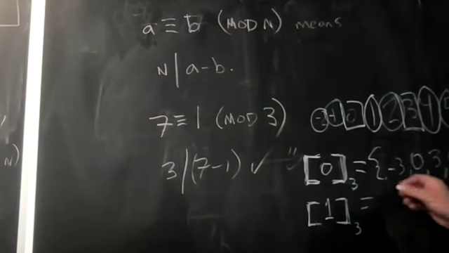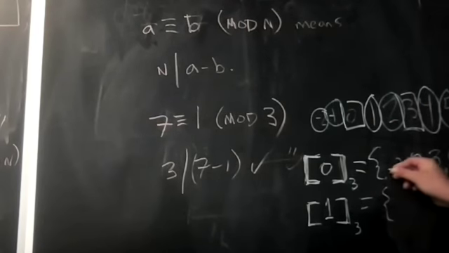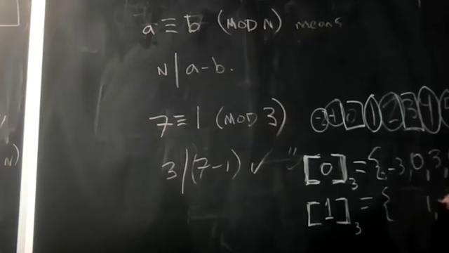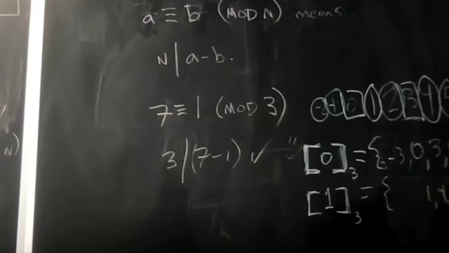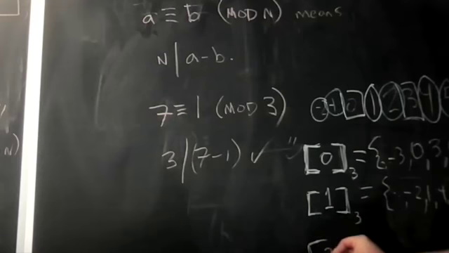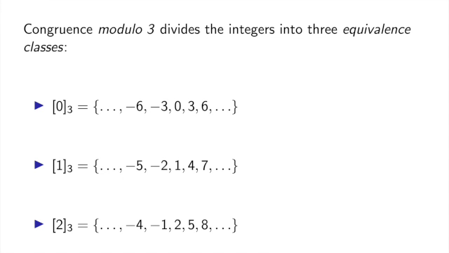So the class of 1 would be the set of things that include 1, 4, 7, 10, 13, everything that has a remainder of 1. And then the equivalence class represented by 2 would include all of the things that have a remainder of 2 when divided by 3, or equivalently, you can think of their difference with 2 as divisible by 3. Those are equivalent.